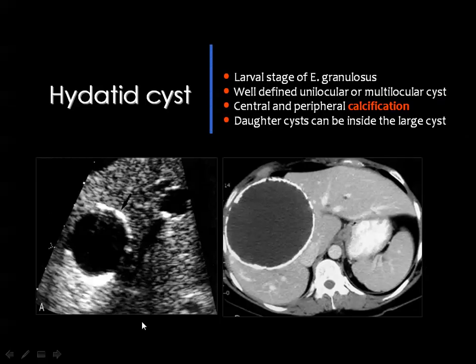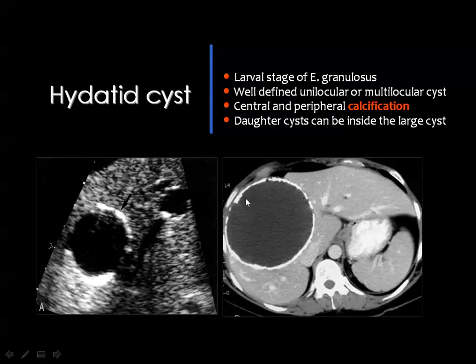Then we came to the fourth one in this category, which is the hydatid cyst. And the hydatid cyst is a cyst in the liver with calcification. And this calcification can be central and more commonly seen in the periphery of the lesion. And the calcium by ultrasound will appear echogenic, as you can see, and the calcium by CT will appear hyperdense, as you can see.